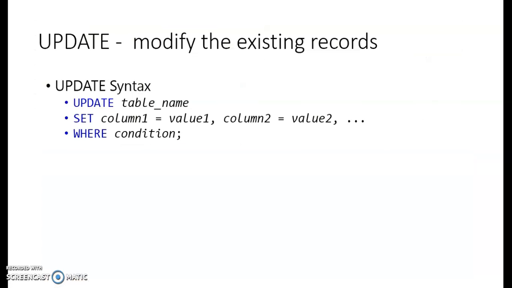Now the next statement is UPDATE. UPDATE means an already present record is changed. You can modify an existing record using the UPDATE command. The syntax is UPDATE followed by the table name. Now, which value you need to update, you specify using the SET keyword. Then you specify the column name and its new value. If you want to do it for another column, you specify the second column and its value. These value 1, value 2 are the new values which will be stored after the execution of this UPDATE statement.